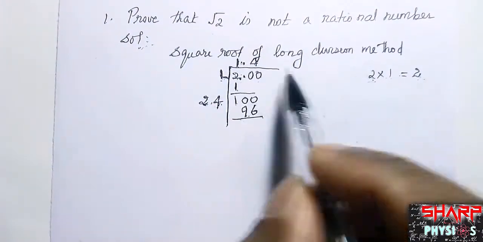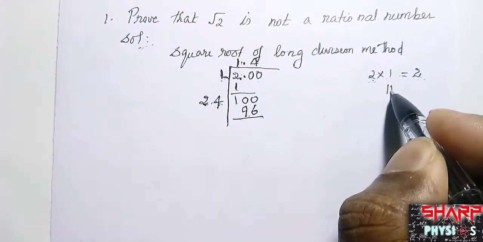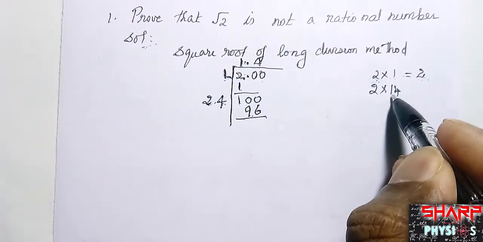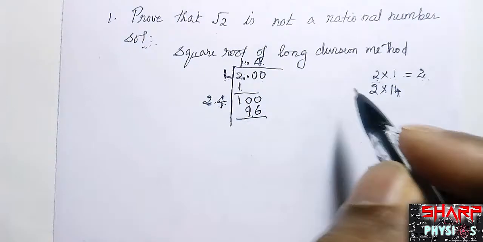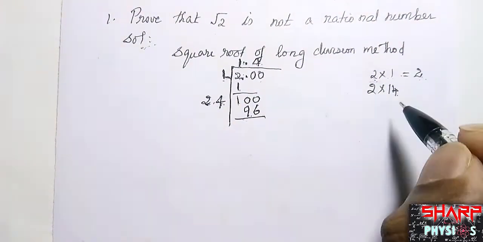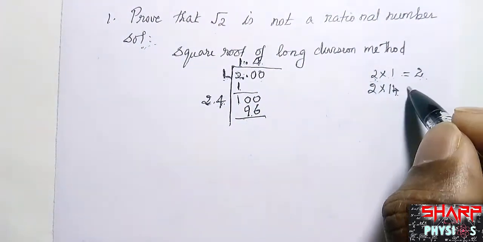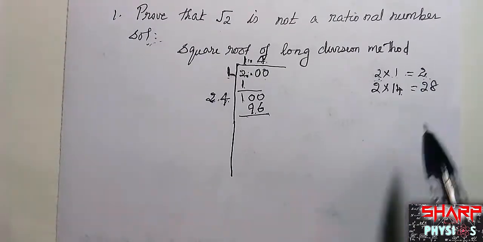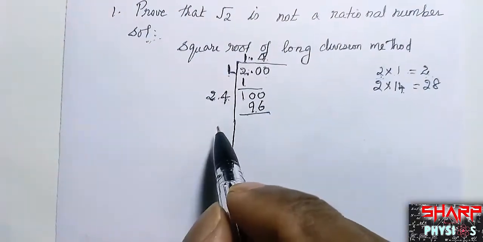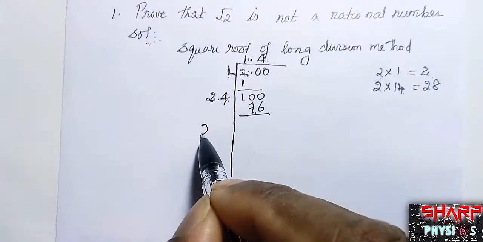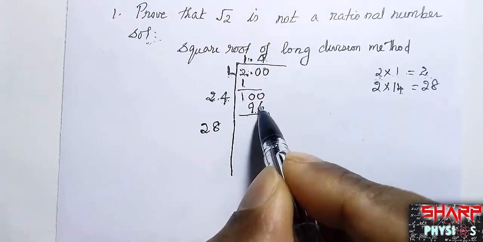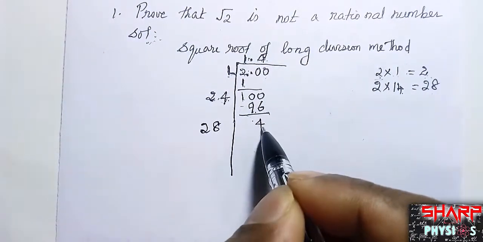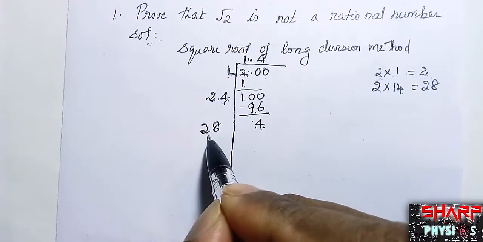Now the same numerator 14, you have to write it here and multiply it by 2. You should not write the decimal. You should write only 14, whatever is at the top on the numerator. So 14 into 2 is 28. This 28, you have to write it here, 2, 8. And you write the remainder here, it is 4. If you subtract it, you get 4. So 4 is very much less than 28.